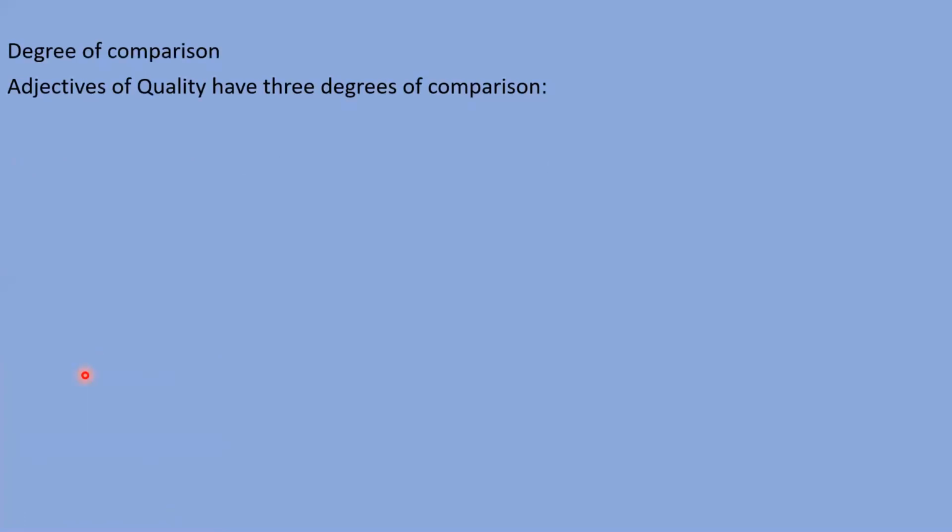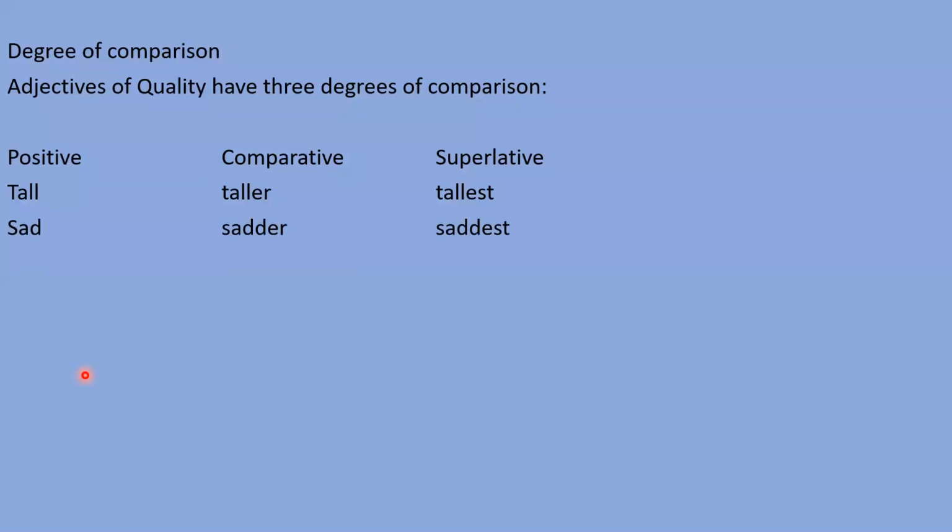So in your previous class, I told you about degree of comparison. Adjectives of quality have three degrees of comparison: positive, comparative, and superlative. So if suppose I say tall, that's the adjective. Tall is positive degree, taller is comparative, and tallest is superlative. While making comparative and superlative, we need to add er, right?